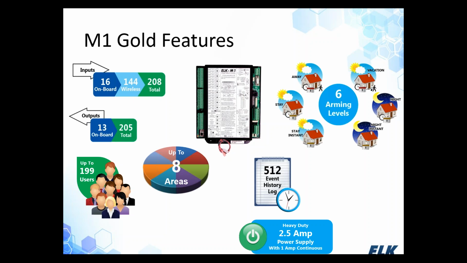We offer 6 arming levels with the M1 system. Now, typically for a commercial application, probably away or vacation would be most common. But if you do have those employees that may be working after hours and you would still like the perimeter of the system to be armed but the interior zones not armed, then you can use stay and stay instant, for instance.